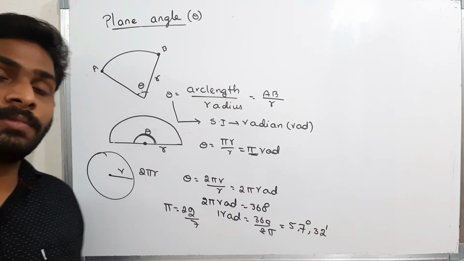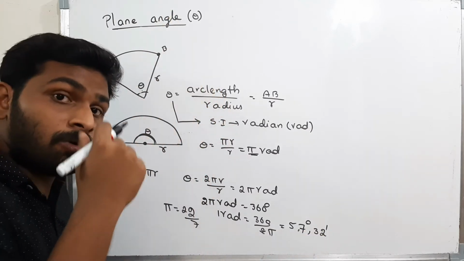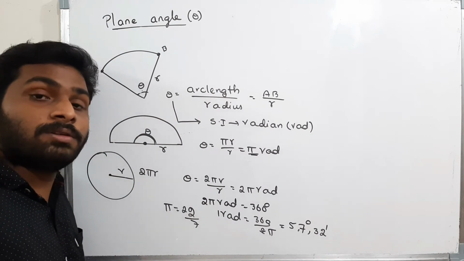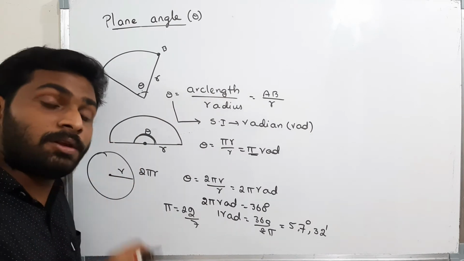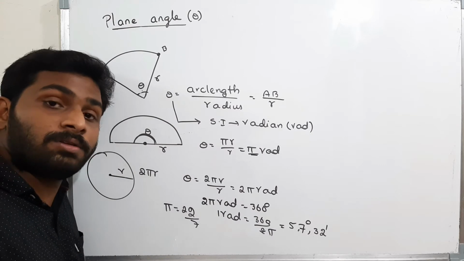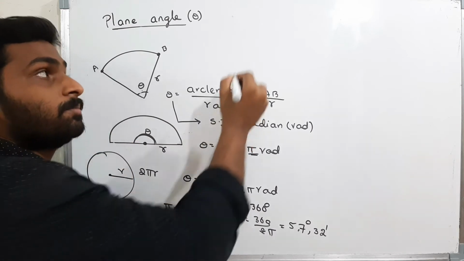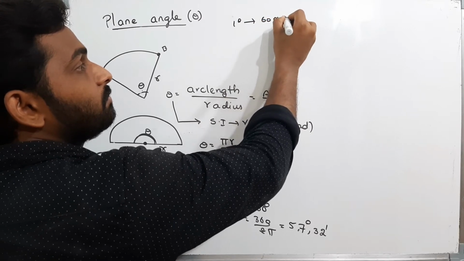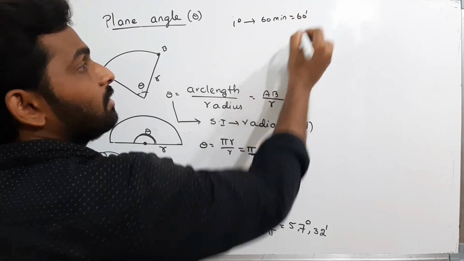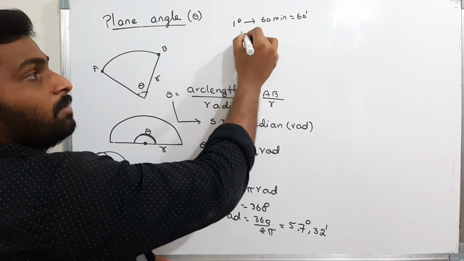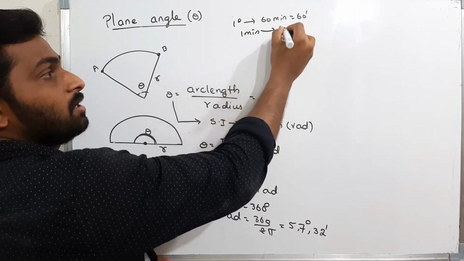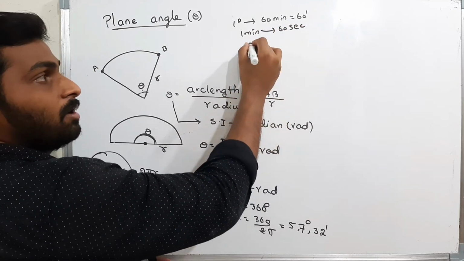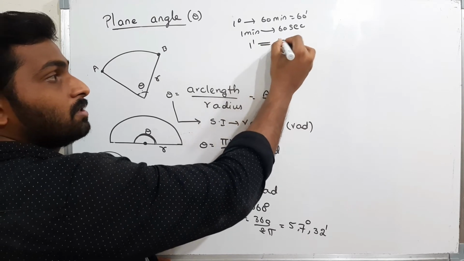What is a minute? 1 hour is equal to how many minutes? 60 minutes. 1 minute is equal to how many seconds? 60 seconds. The same thing. 1 degree is equal to 60 minutes. That is nothing but 60 single dash. Now 1 minute is equal to 60 seconds.